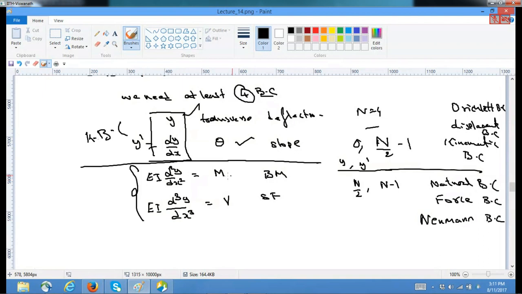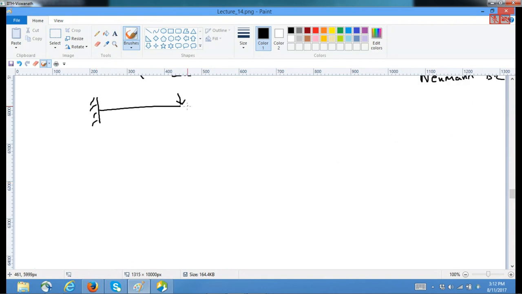If you mention any of this bending moment or shear force or any other combinations of it, then it is called natural boundary conditions. For example, let us see a cantilever beam with a point load at the tip. The boundary conditions are y is equal to 0 at x is equal to 0 and theta is equal to 0 at x is equal to 0.